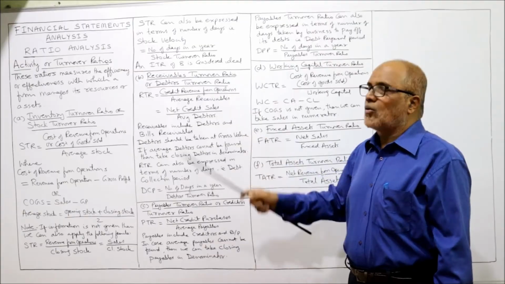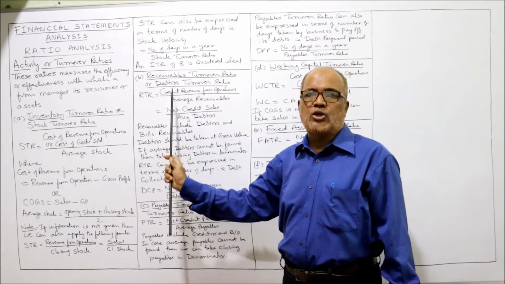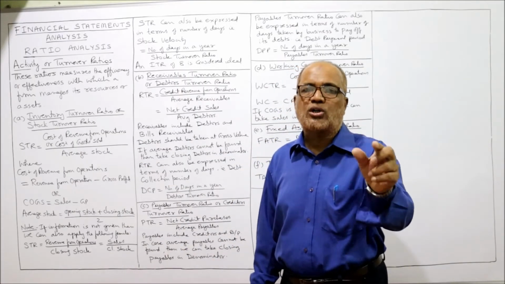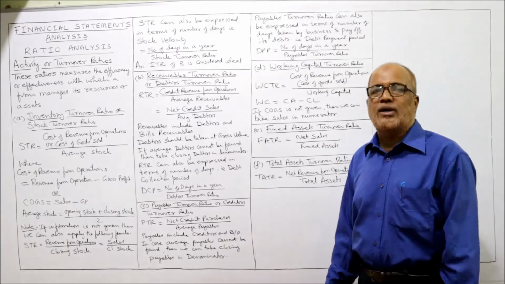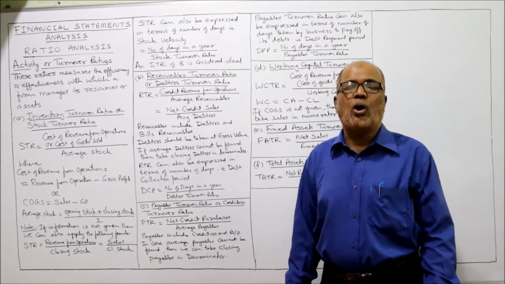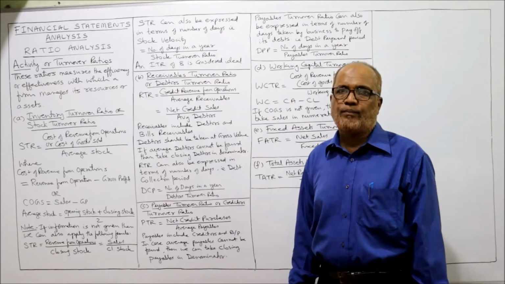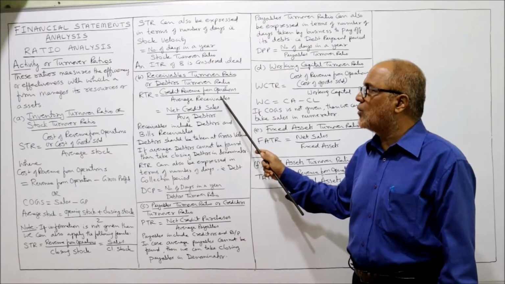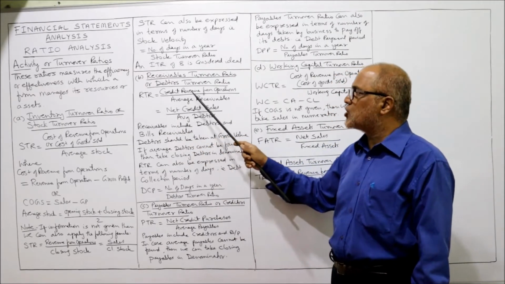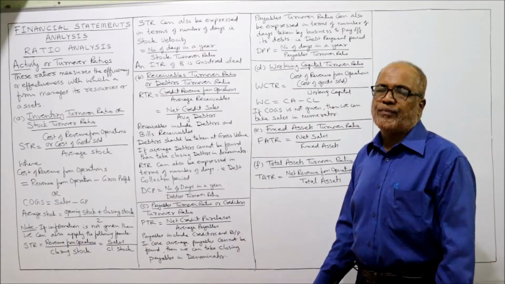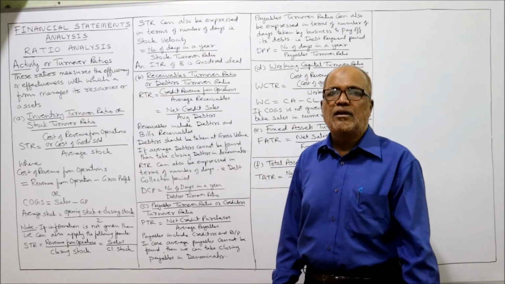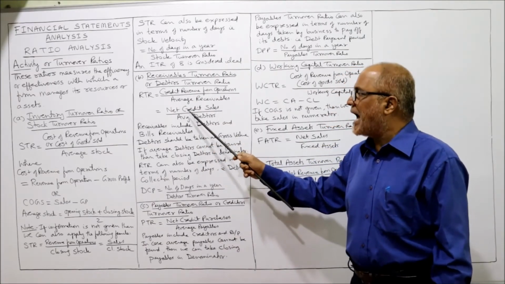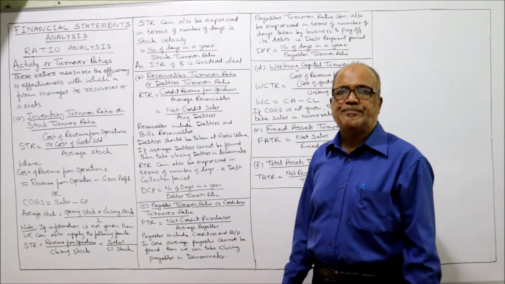Then the receivables turnover ratio, the second activity or turnover ratio. The first turnover ratio I have explained was the inventory turnover ratio or stock turnover ratio. The second activity ratio is the receivables turnover ratio, or we can call it the debtors turnover ratio. So what is the formula for receivables turnover ratio? Credit revenue from operations. Actually, revenue from operations means sales. So credit sales divided by average debtors or average receivable.